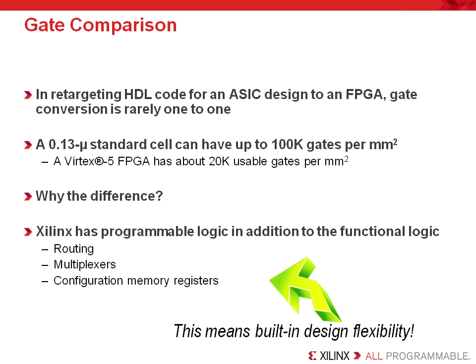Doing a gate count comparison between an ASIC and an FPGA is very hard and never one-to-one. For example, a 0.13 micron standard cell ASIC might have 100,000 gates per square millimeter, but a Virtex 5 device has about 20,000 gates. This begs the question, why? This is actually pretty simple: programmability, which the ASIC, of course, does not support.